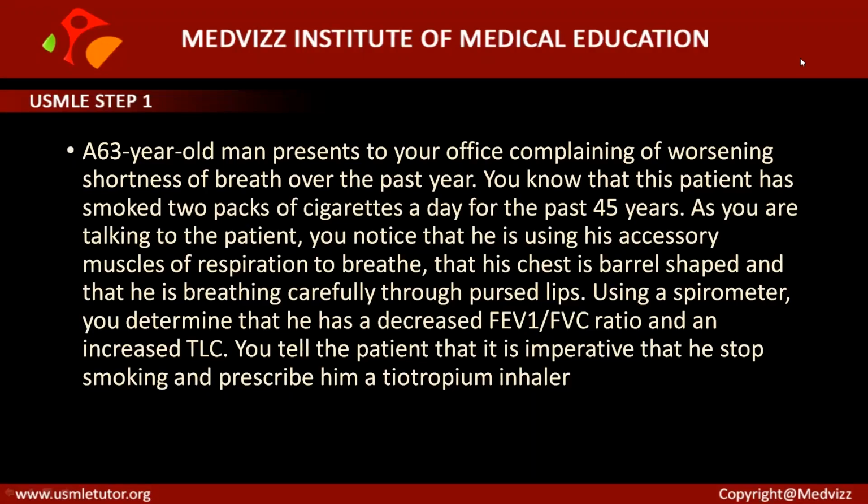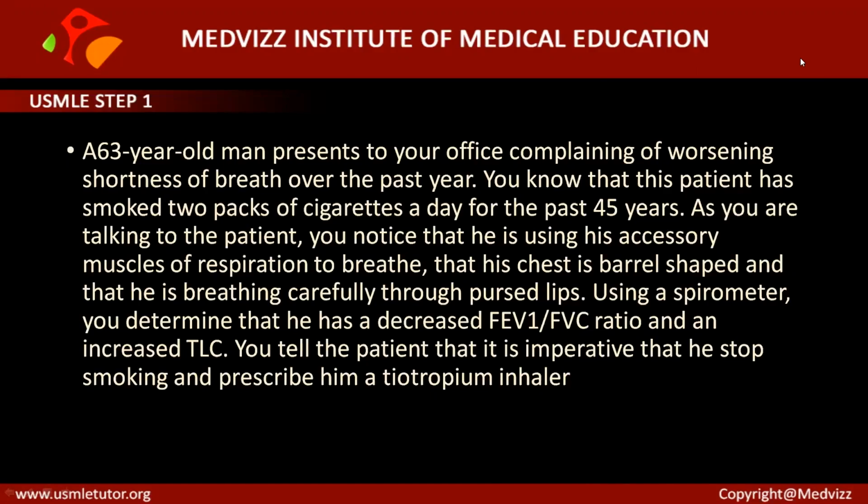As you are talking to the patient, you notice that he is using his accessory muscles of respiration to breathe, that his chest is barrel shaped, and he is breathing carefully through pursed lips. Using a spirometer, you determine that he has a decreased FEV1/FVC ratio and increased total lung capacity. You tell the patient that it is imperative that he stop smoking and prescribe him a tiotropium inhaler.